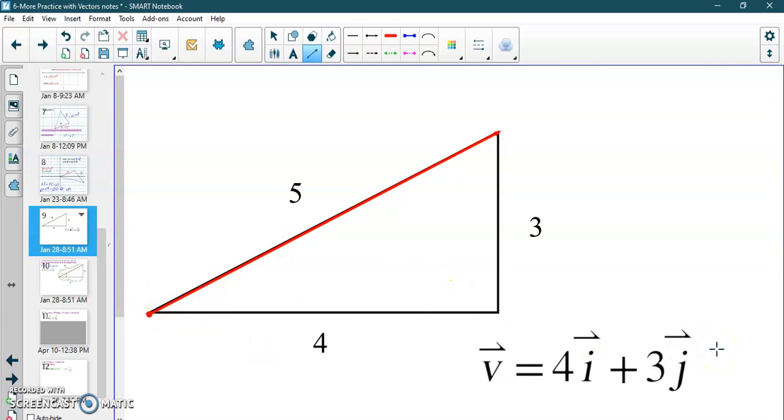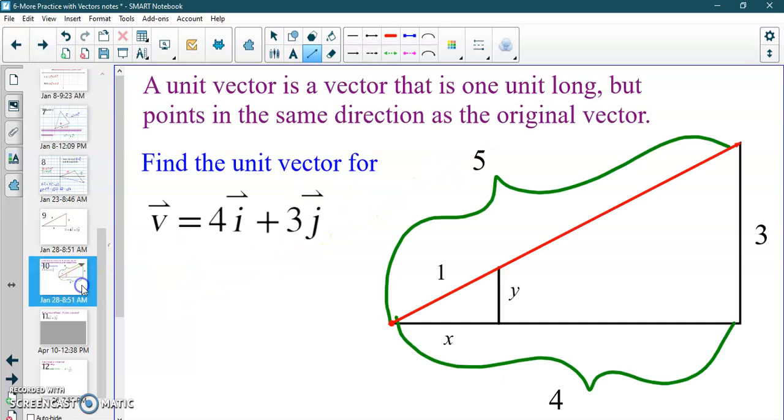Our vertical distance to get to the head of our vector is 3j, so it's a positive 3. We're going up 3. And we know that if we were to use the Pythagorean theorem, we would find the magnitude of our vector would be 5. So how does that relate to unit vectors?